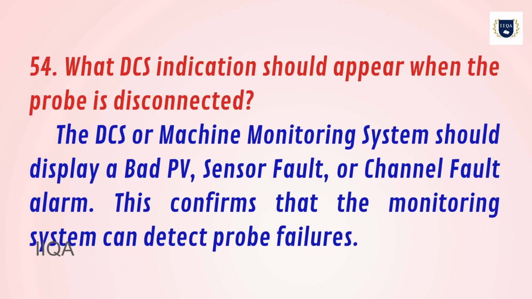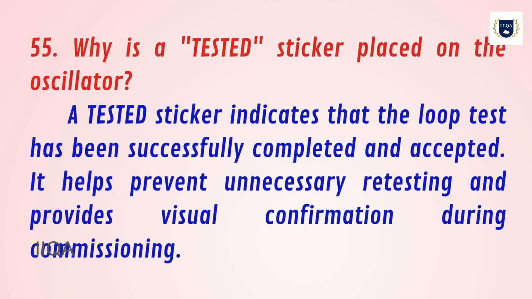54. What DCS indication should appear when the probe is disconnected? The DCS or machine monitoring system should display a bad PV, sensor fault, or channel fault alarm. This confirms that the monitoring system can detect probe failures.